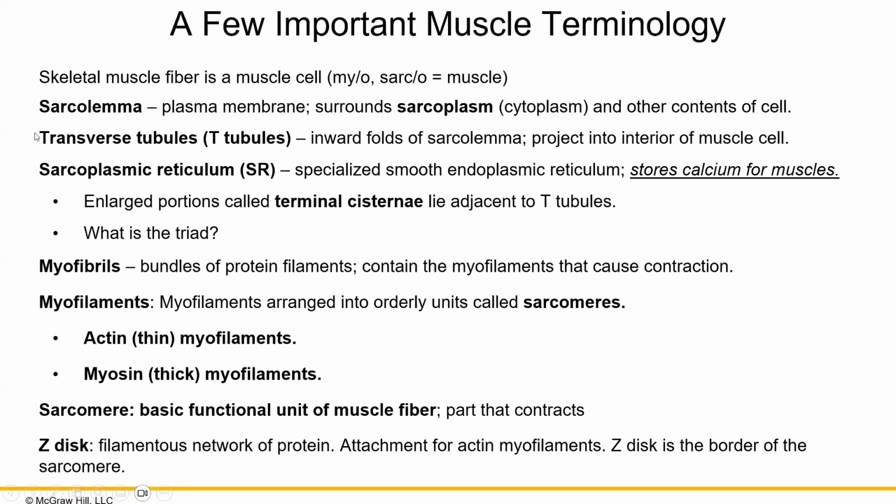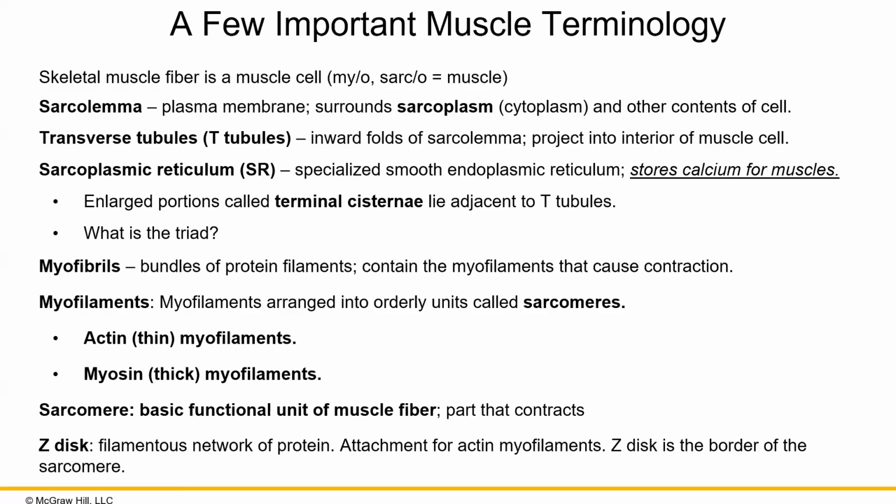This is something that we have not introduced yet, but this is an inward fold of the sarcolemma. So this is building on the sarcolemma, kind of a portion of the sarcolemma, and that's the transverse tubules, more commonly referred to as the T tubules. And so this is an inward fold of the sarcolemma, and this is how we project into the interior of the muscle cell. And when we reach the neuromuscular junction section, you'll see why this is important for being able to activate our muscle fibers.